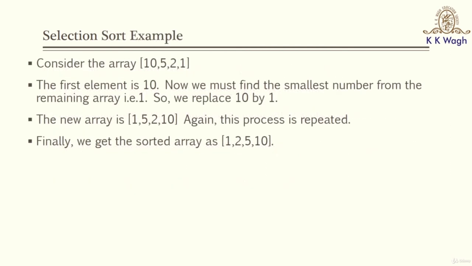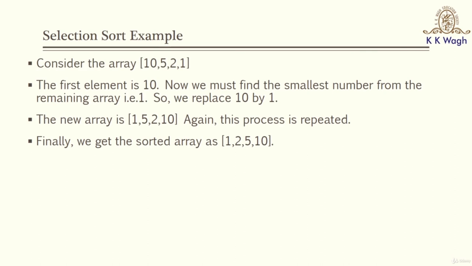We'll see one example. Consider the array 10, 5, 2 and 1. In this, 4 elements are there. So, the very first step is to find the smallest element. The smallest element in this array is 1. And the very first element in the array is 10. So now, what should we do? We must swap their places. Actually, we are going to shift the smallest element to the very first location. So, we will be replacing 10 by 1. Then, the new array will be 1, 5, 2, 10.